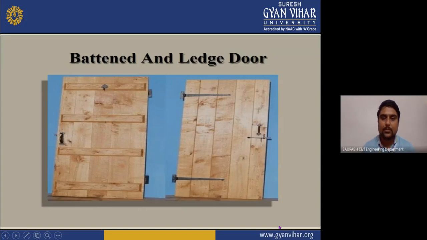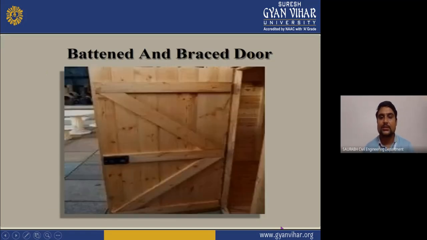First one is the batten and ledge door. This is a temporary type of door. This is provided generally in storerooms and other places. And this is your batten and brace door, which, as I told you, is generally provided in storerooms and for temporary construction.